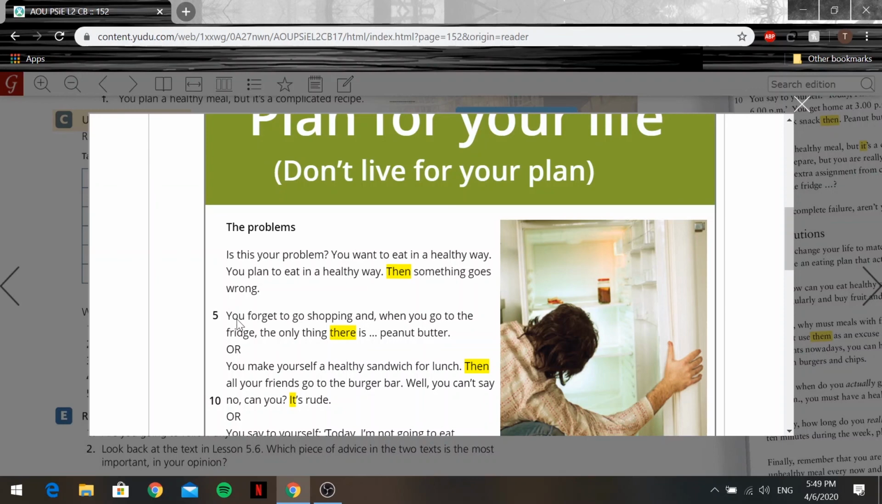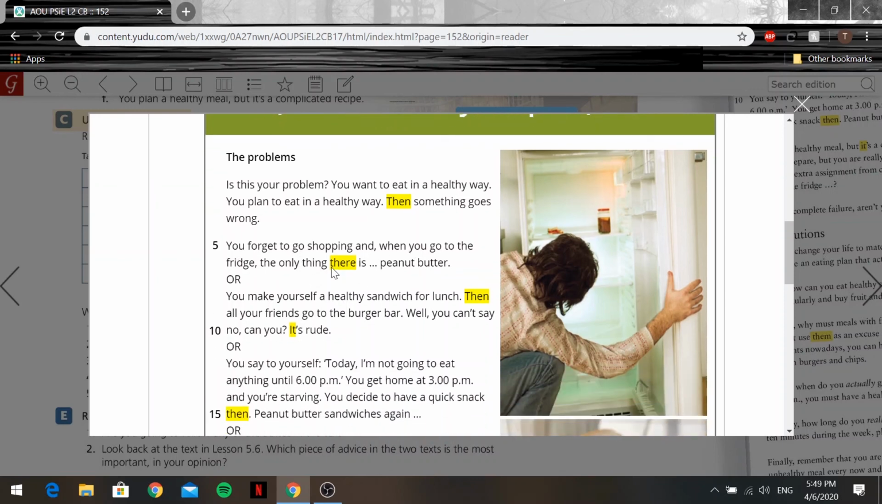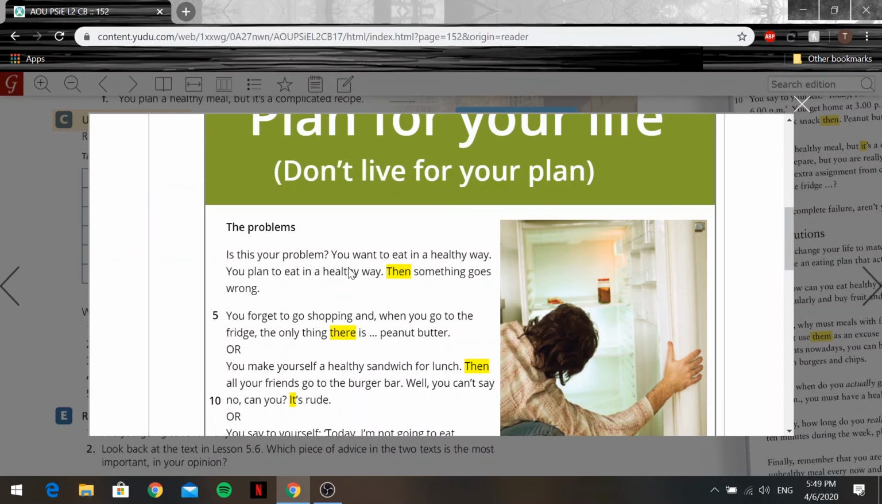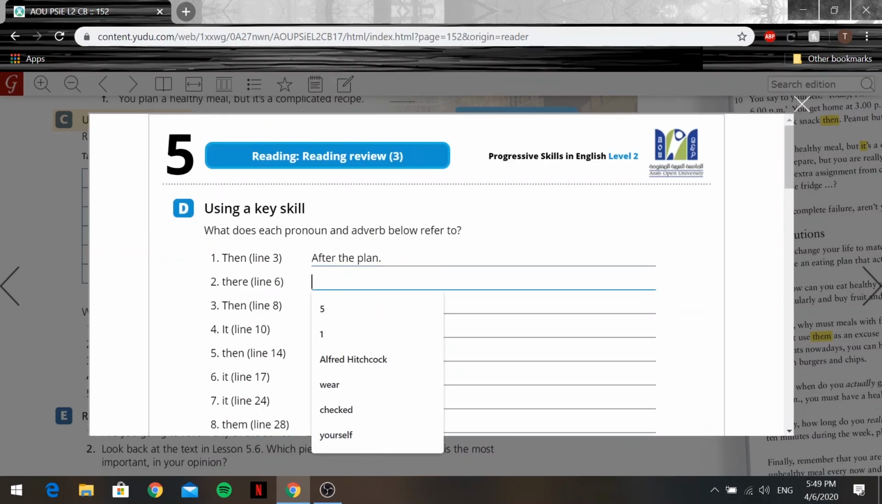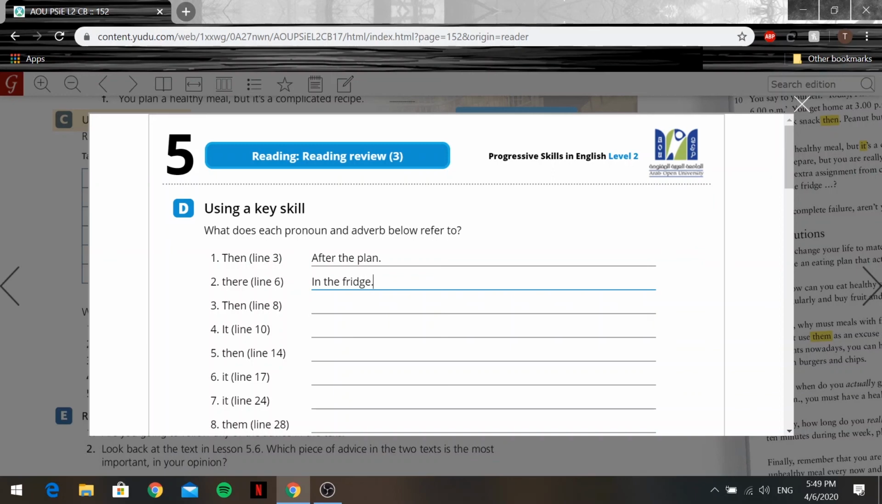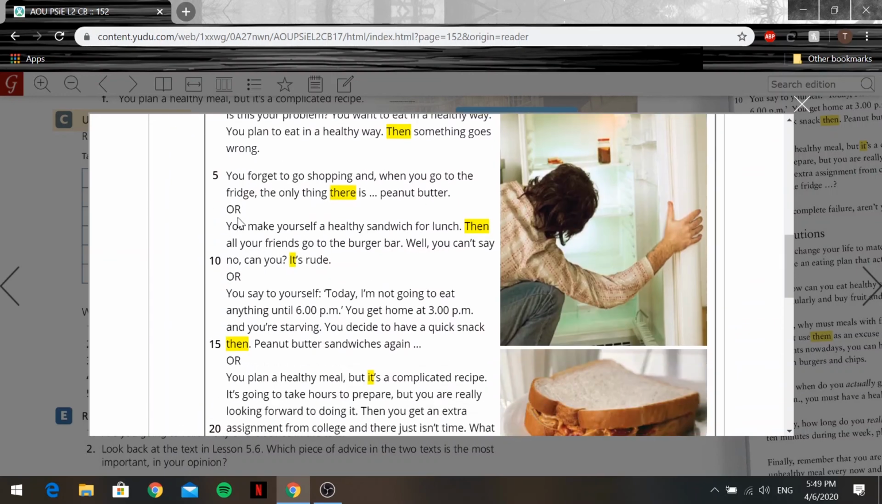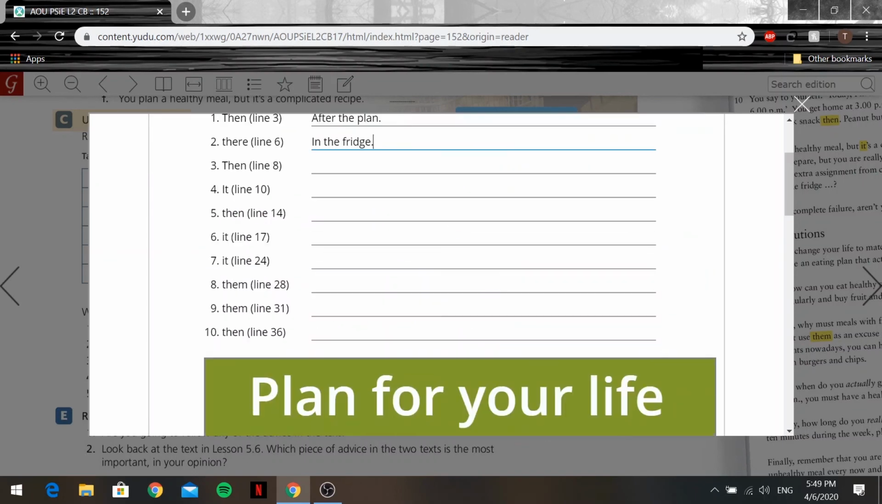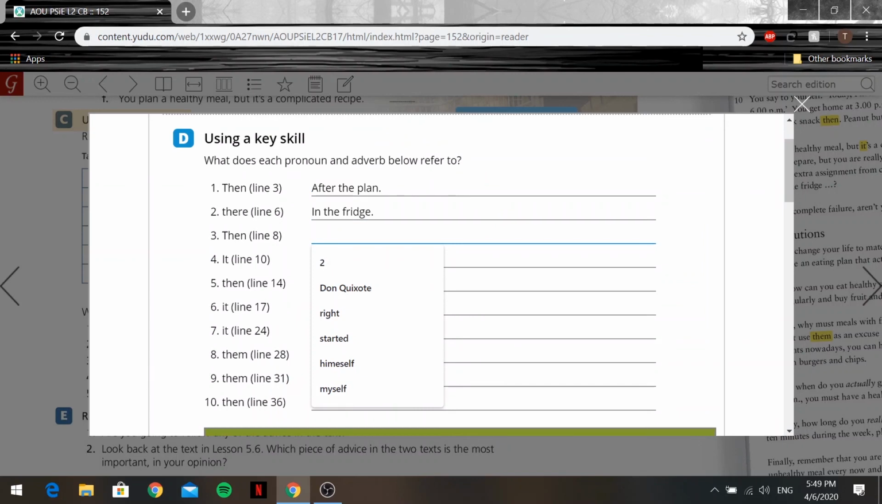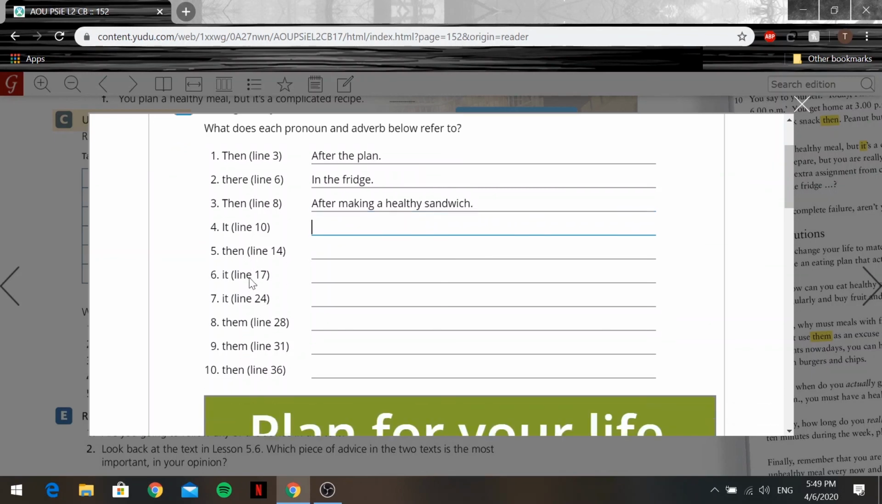There, line 5. So you forgot to go shopping, and when you go to the fridge, the only thing there. Well, there here means something that's in the fridge, okay? We're talking about the fridge here. So we'll say in the fridge, okay? Then, line 8, okay? Let's take a look. You make yourself a healthy sandwich for lunch. Then, well, then here means basically after making the healthy sandwich. So how are we gonna phrase this? We'll say something like after making a healthy sandwich.